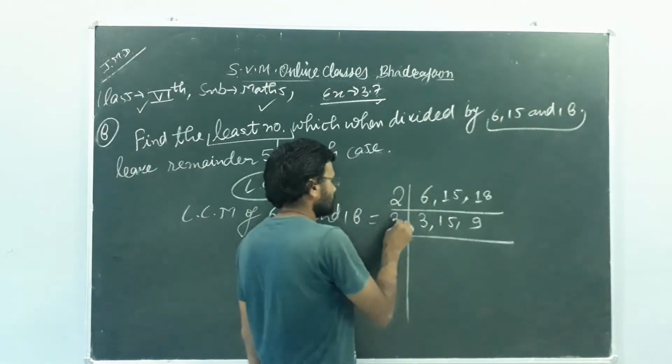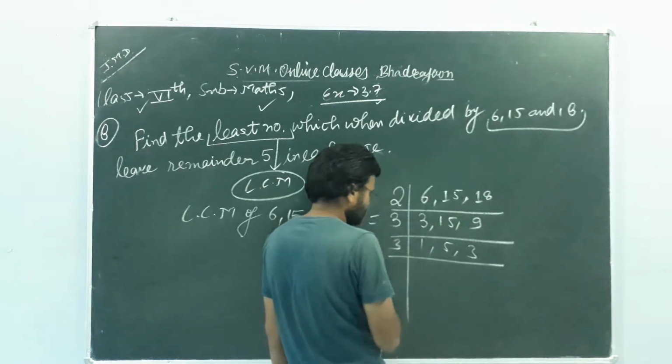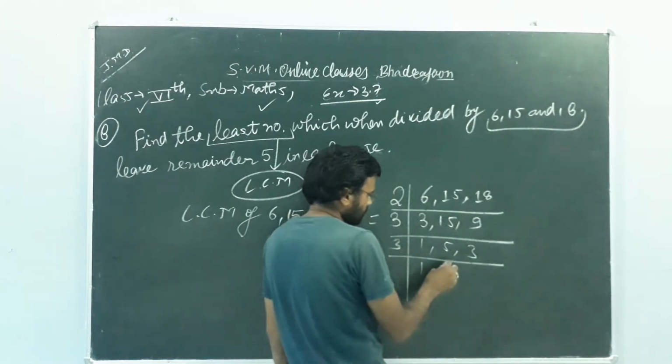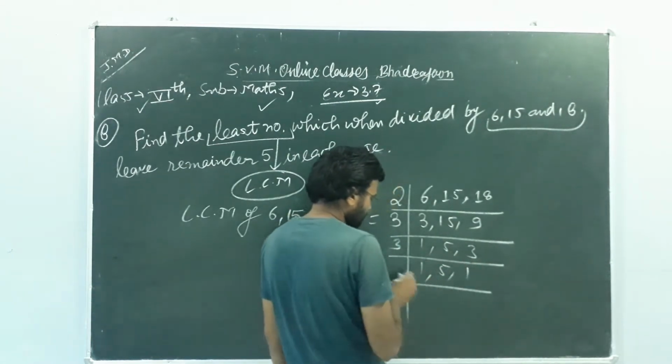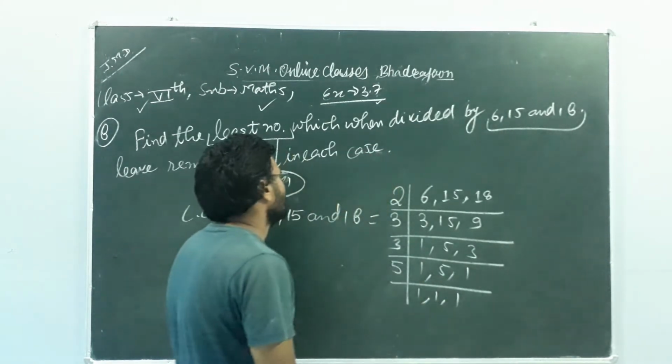Now we will go for 3. 3 1s are 3, 3 5s are 15, 3 3s are 9. Again by 3, because 3 is coming. 1, 5 and 3 1s are 3. Now 5 is coming, so we will divide by 5.